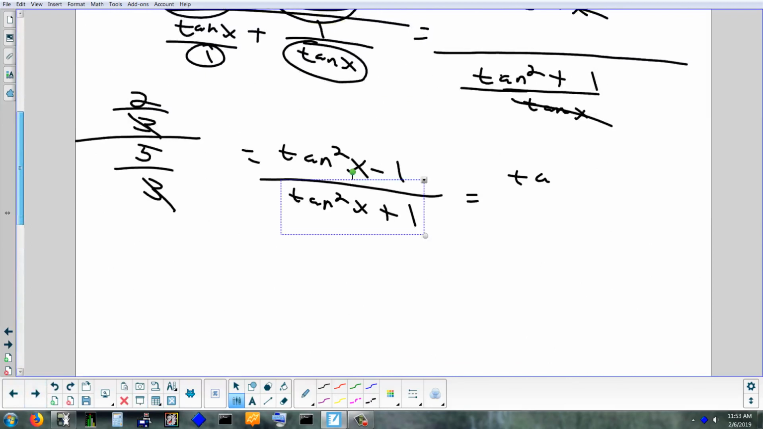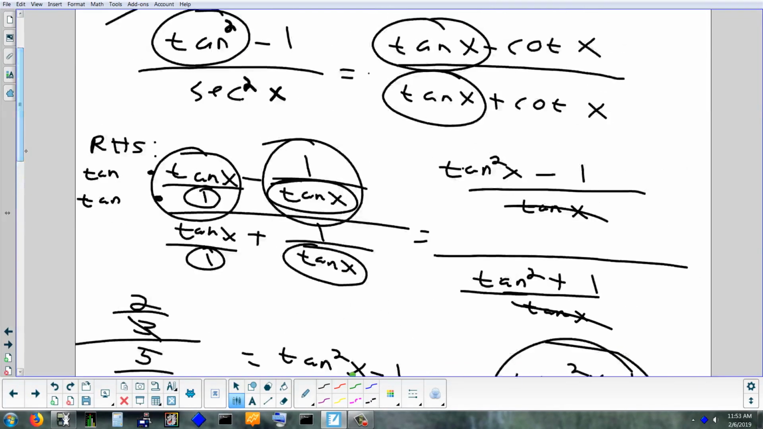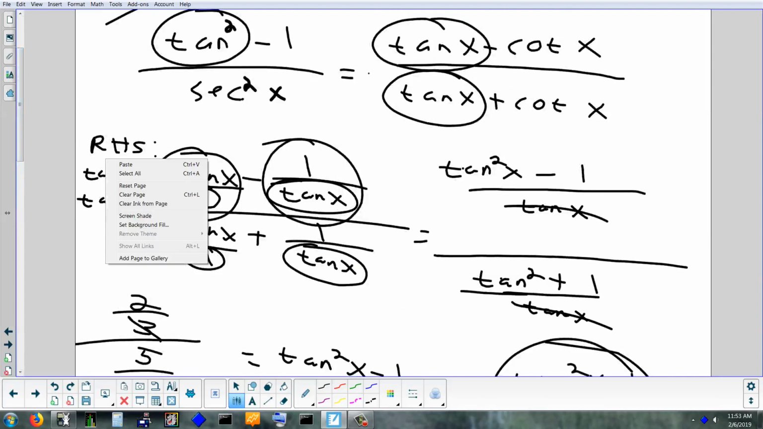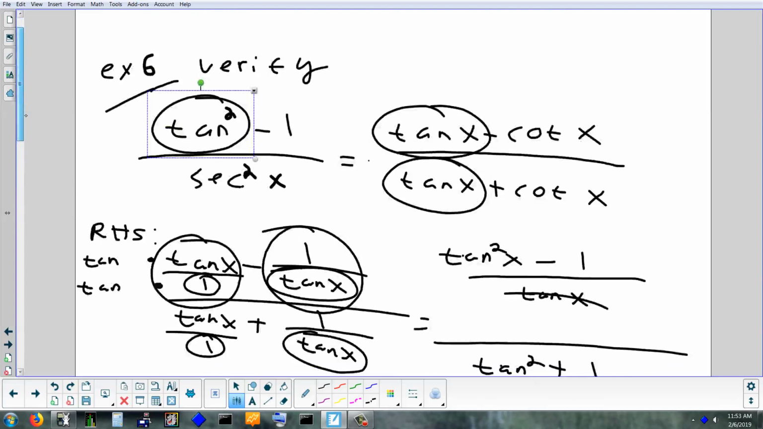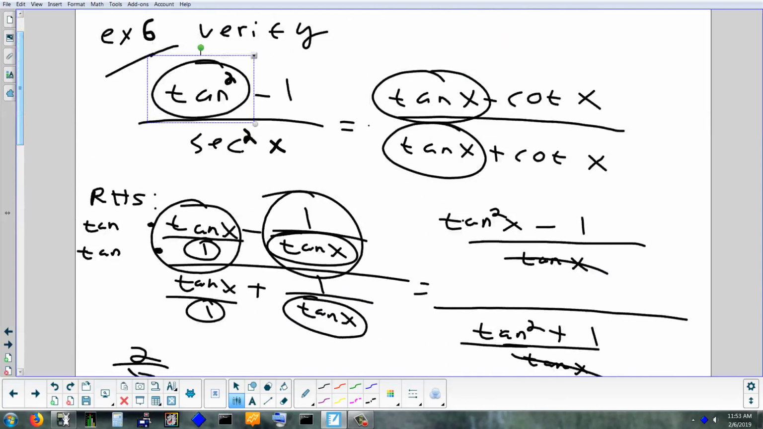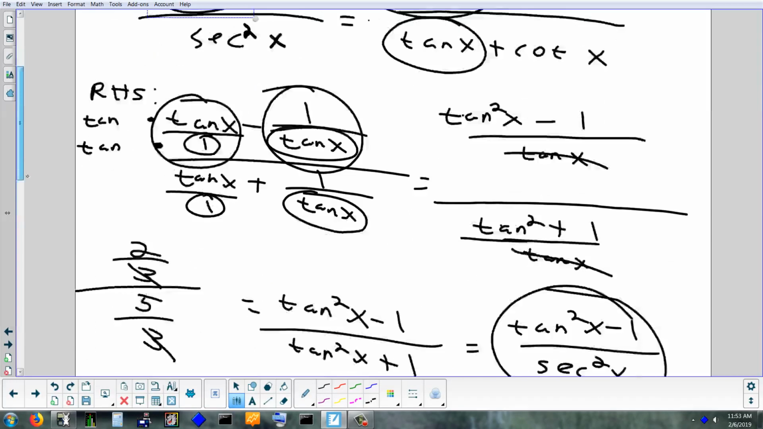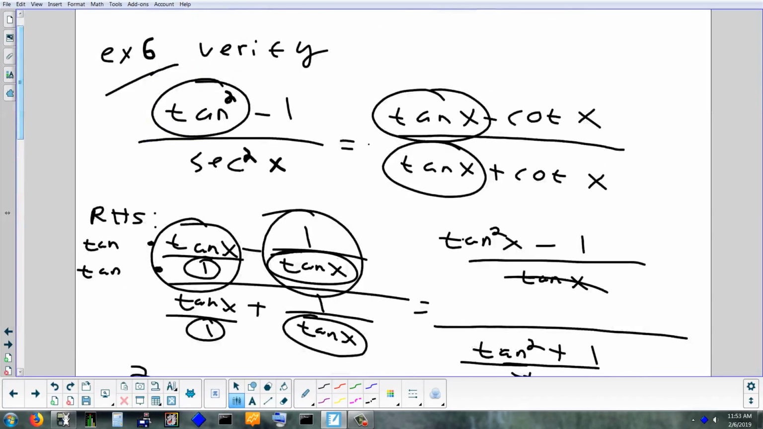All right, so top, leave it the way it was. And what did we say tangent squared plus 1 is? It's secant squared. So you took the right hand side and changed it into the left hand side. Now you could have started with the left hand side, but I've never tried it that way. In theory it would just be all of this in reverse. I think it's easier to start with the right and change it to the left.